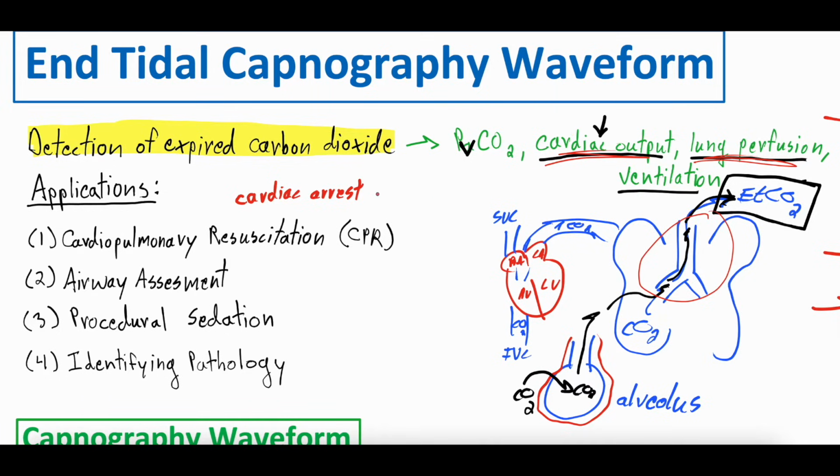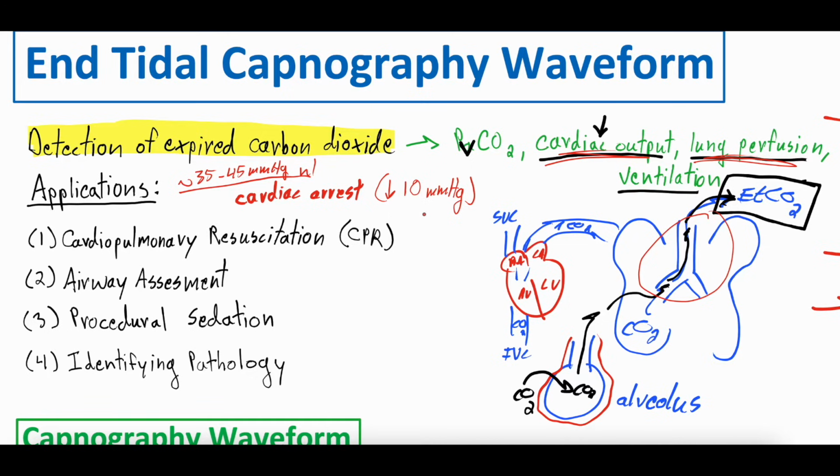A couple other things too. If their end tidal CO2 is very low, most people say less than 10 millimeters of mercury, some say 15, because a normal end tidal CO2 is about 35 to 45 millimeters of mercury. So if, in cardiac arrest during chest compressions, your end tidal CO2 is less than 10 millimeters of mercury, it could mean that your chest compressions are inadequate because you're not squeezing that heart enough, right?